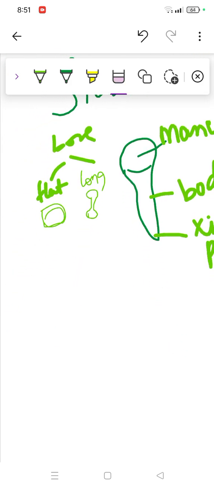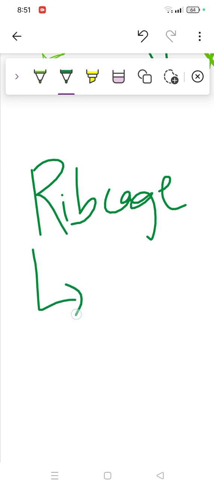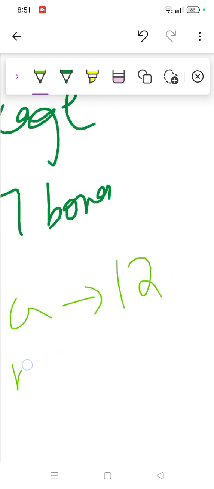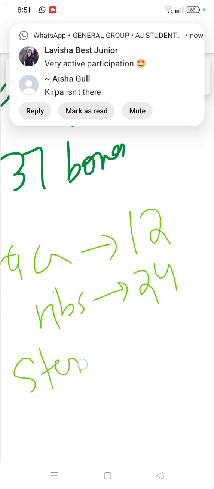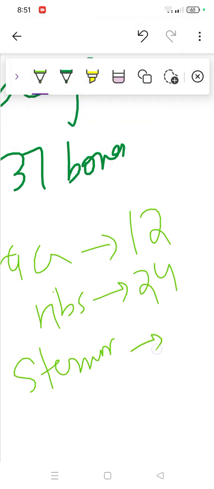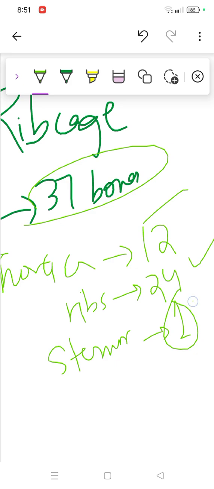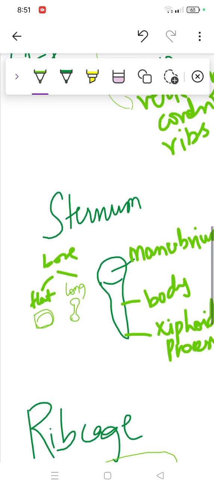Then comes the last simple part, the rib cage. In the rib cage, around 37 bones are present. For thoracic vertebrae we have 12, for ribs we have 24, and for the sternum we have 1. So altogether there are 37 bones: 12 plus 24 plus 1. So till here our entire axial skeleton is done in quite detail.